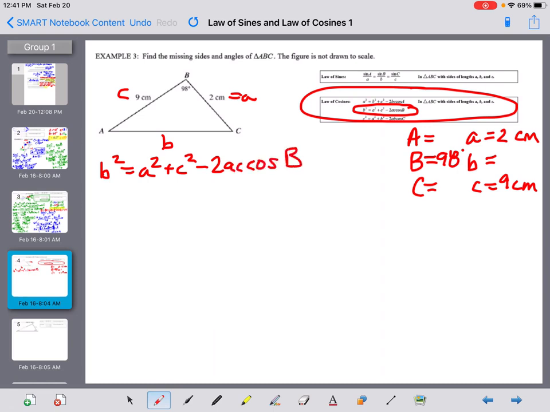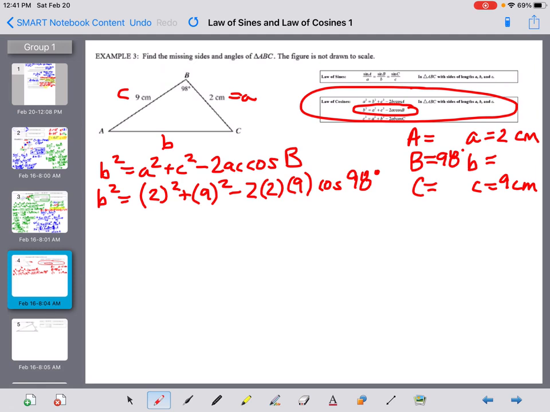I don't know my side B. Side A is 2, side C is 9, minus 2 times side A again, times side C again, times the cosine of B. Once again, I made a mistake there. I do know angle B, which is 98 degrees. That's what I was just checking for. I should be plugging in everything but one thing, and the one thing I don't have is side B, but I have all the rest.